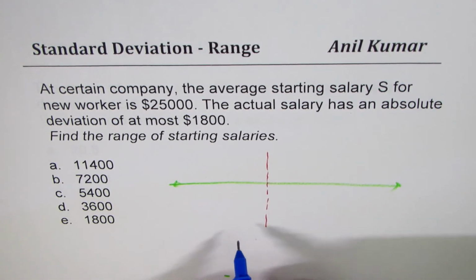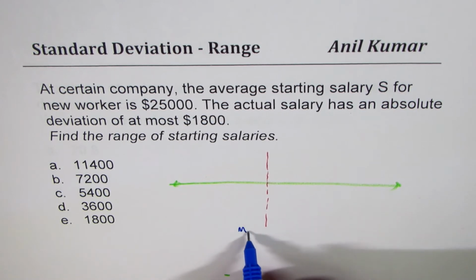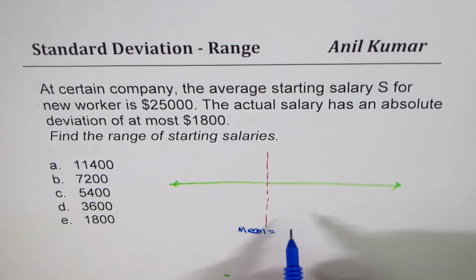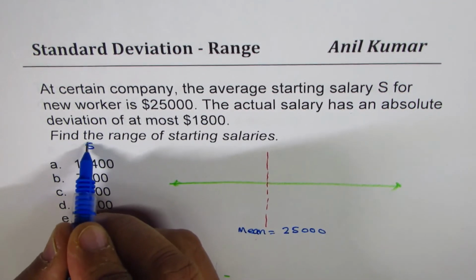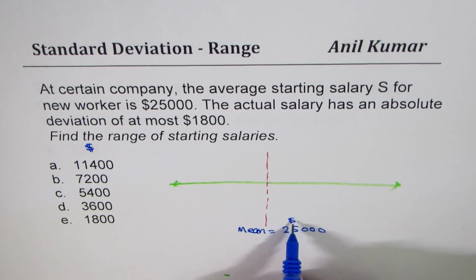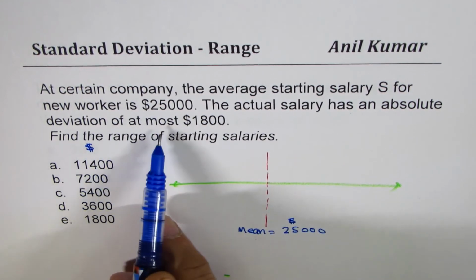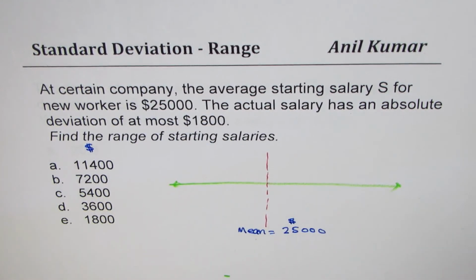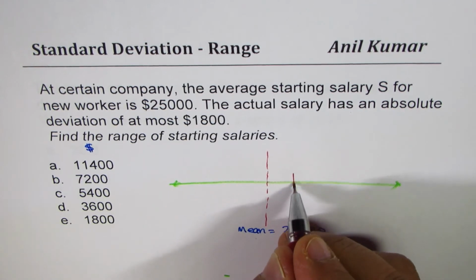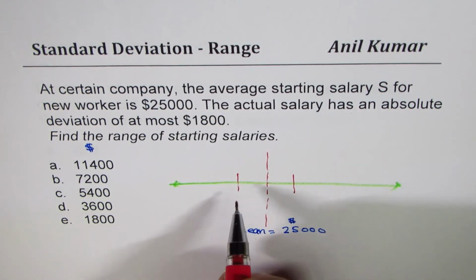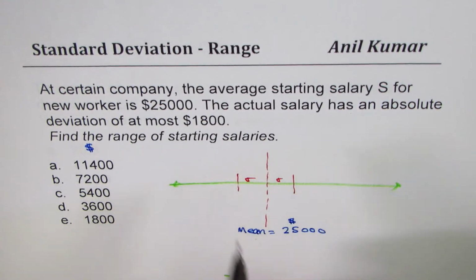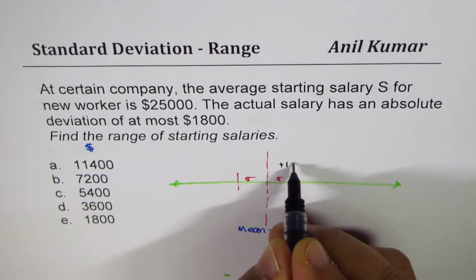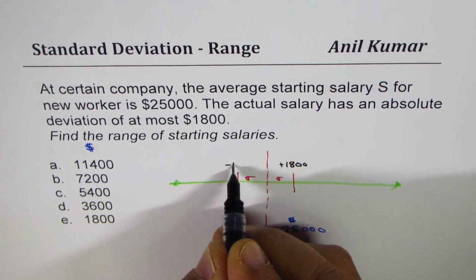What we are given here is that the mean is equal to 25,000, right? So all units are in dollars. And the deviation is at most 1800. That means away from the mean. Always take deviation as how much you are going away on both sides from the mean. So that away from the mean is plus 1800 or minus 1800.